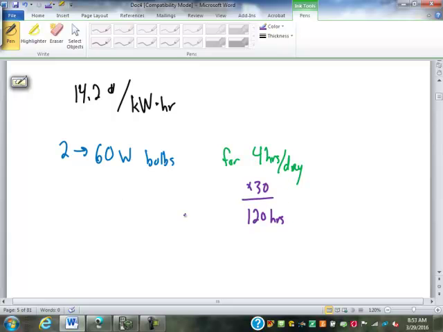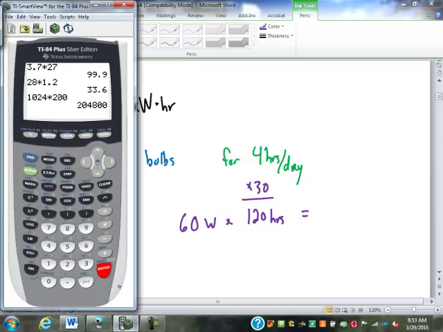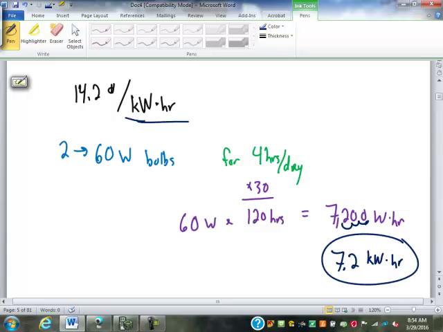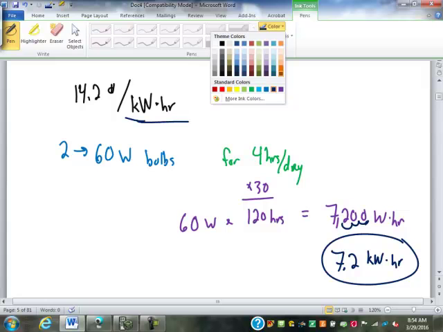So 60 watts times 120 hours is 7,200. That is watt hours. Now, we said kilowatt hours. A kilowatt is how many watts? 1,000. So to get from watts to kilowatts, we've got to go 1,000 or 3 decimal places. 1, 2, 3. That is 7.2 kilowatt hours that light fixture uses in a month.